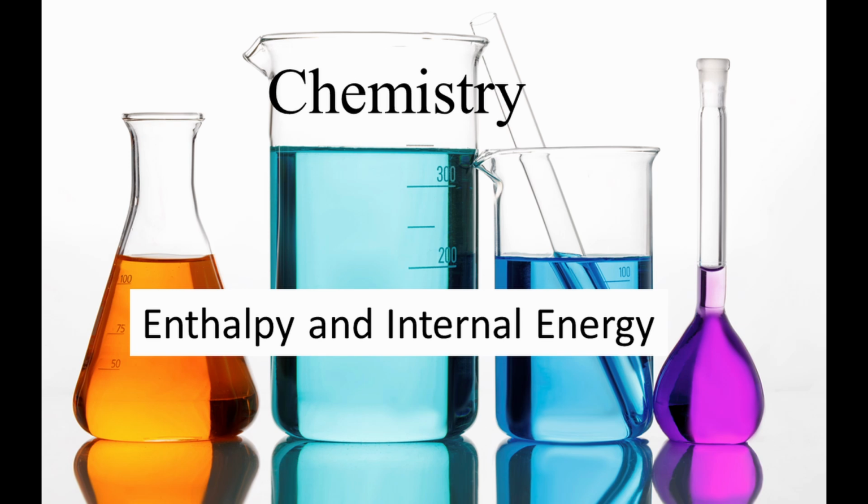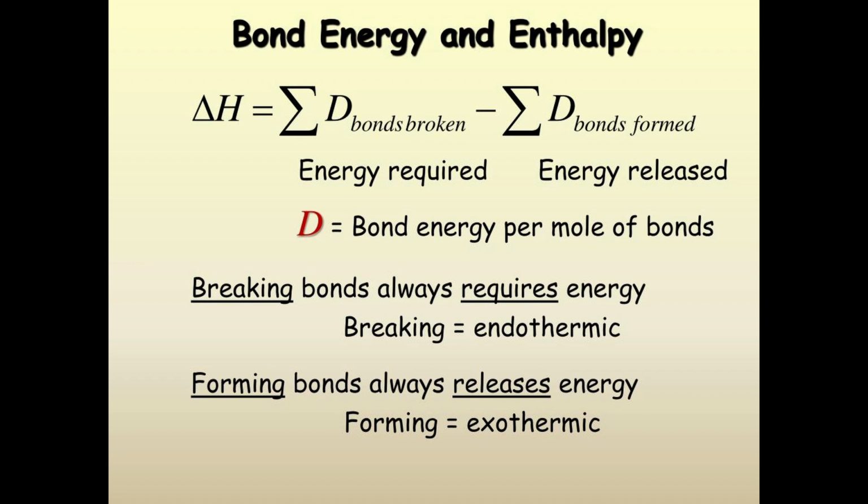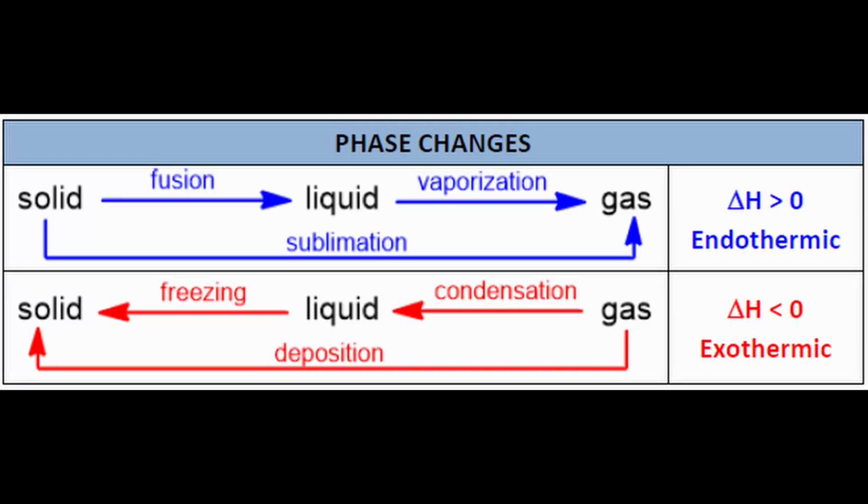This video continues from my video on chemical equations. To learn about chemical energy, we need to discuss enthalpy and internal energy. Released or absorbed energy during a chemical reaction can come from the breaking of old bonds and the formation of new bonds. This energy could also come from a phase change, such as when a solid melts into liquid or when a liquid boils into a gas.